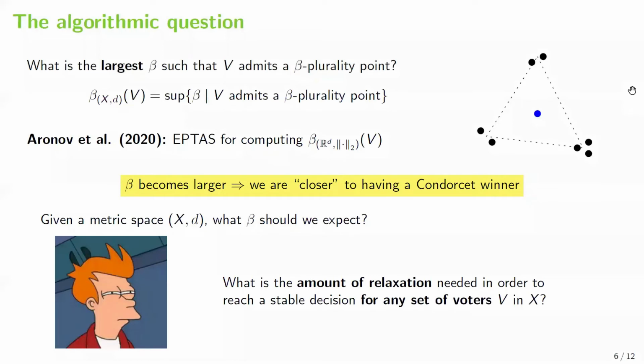But this raises the following question. Given a metric space (X, d), what beta should we expect to get? In other words, how good is the metric space for this voting system? Or what is the amount of relaxation that we need in order to reach a stable decision for any set of voters in the metric?